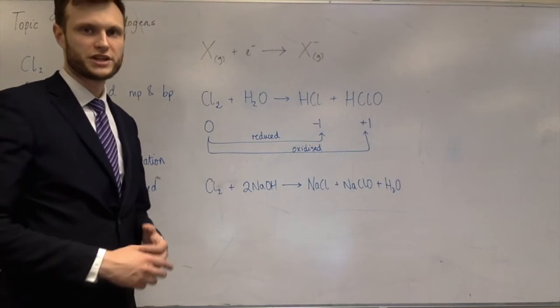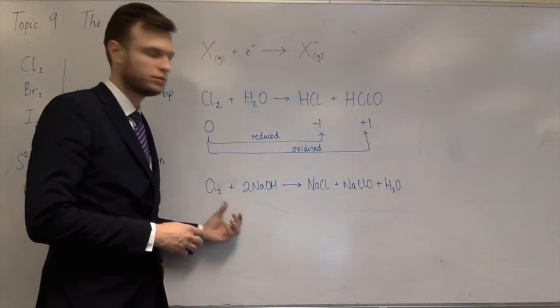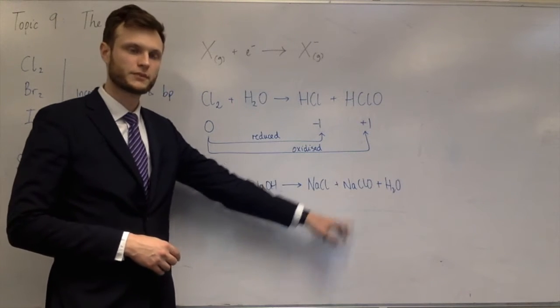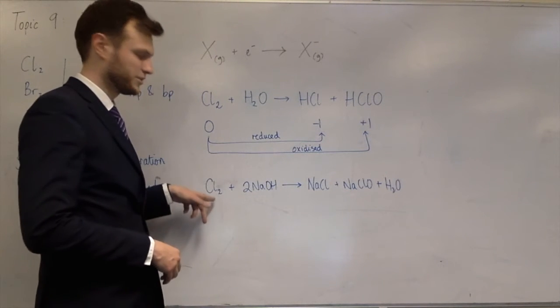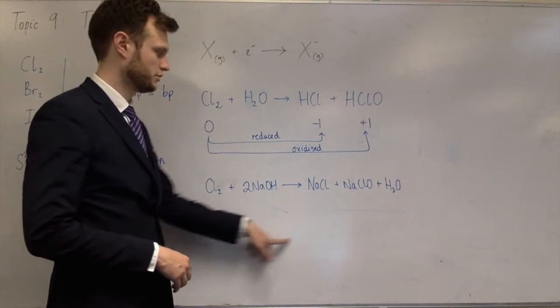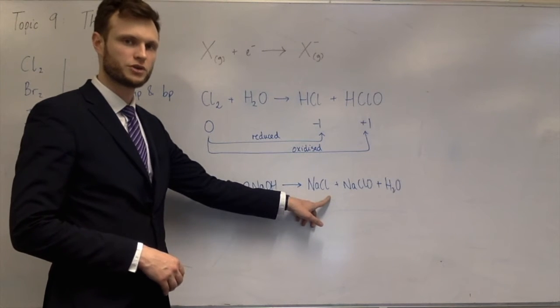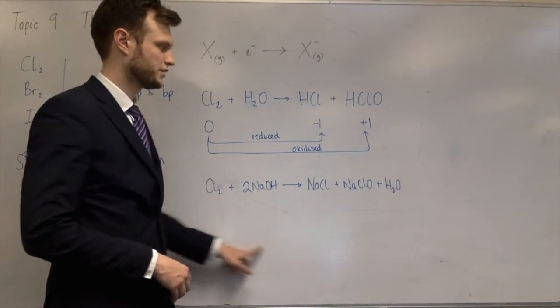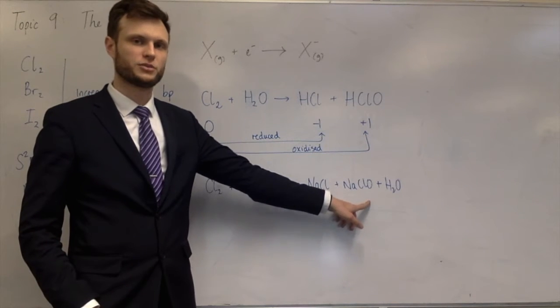The other disproportionation reaction on the specification is this one, which makes bleach. And you can see the same thing's happening. The chlorine's going from 0 to -1 in sodium chloride, and going from 0 to +1 in sodium chlorate(I).